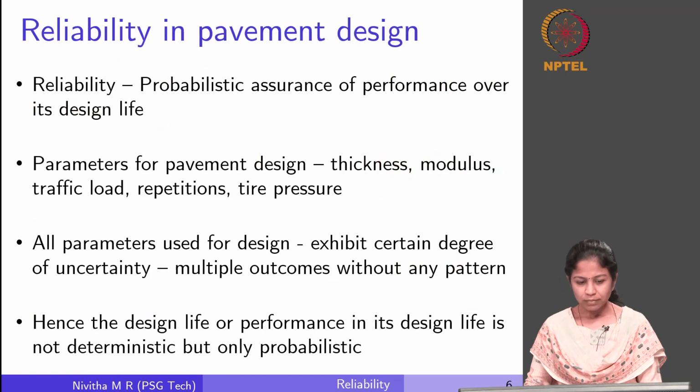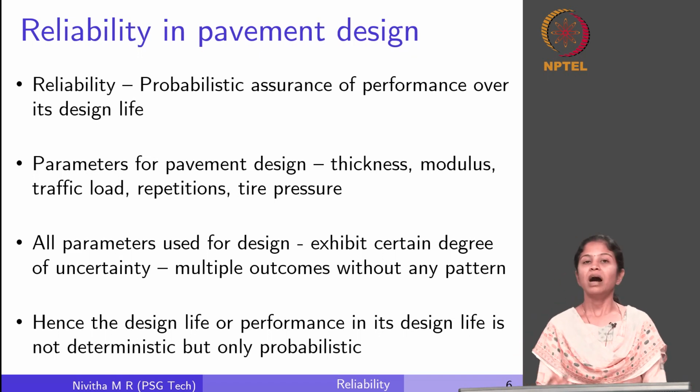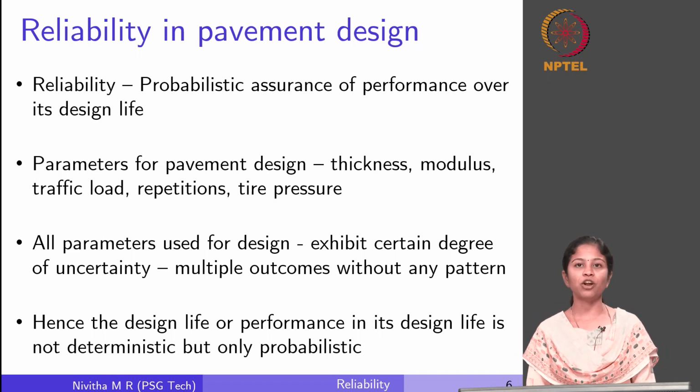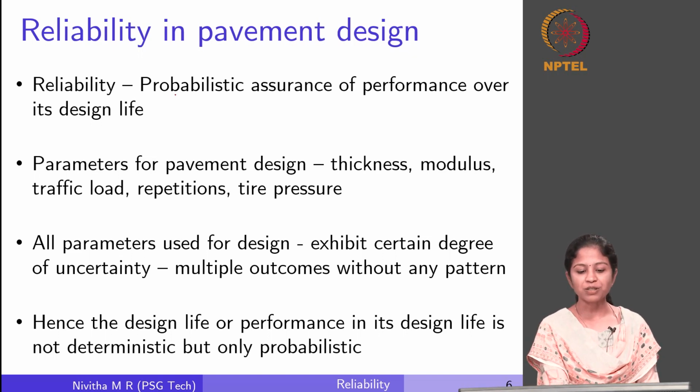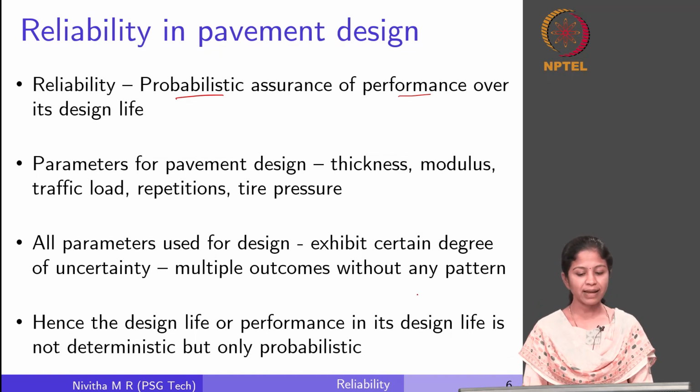Now, if I have to simply put this definition of AASHTO in one sentence, it is a probabilistic assurance of performance over its design life, right. So, we are associating a probability to it, we cannot say that we are 100% sure, right. So, we always associate a probability to our design predictions. So, probabilistic assurance of performance, again this performance is what we assume during our design procedure over its design life.